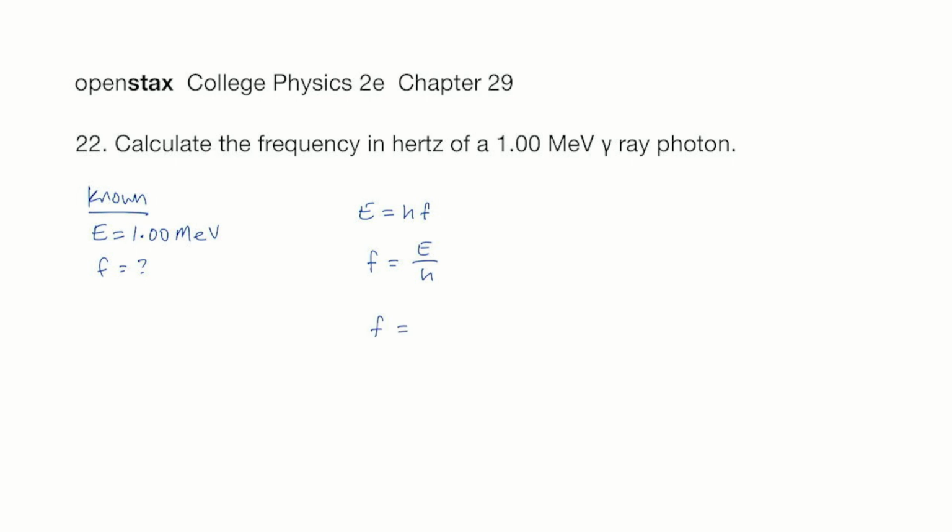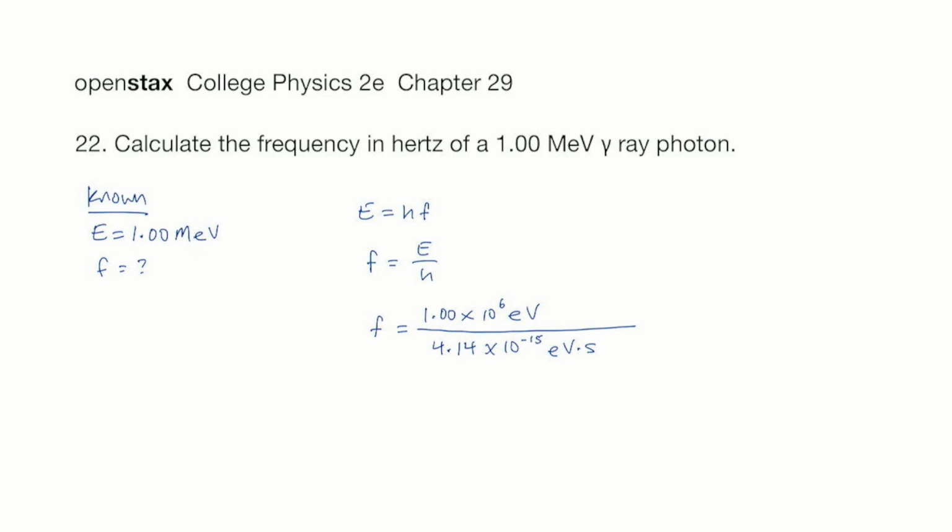So the energy is 1.00. I'm going to trade the mega for a times 10 to the 6, and then we will have electron volts. Planck's constant can come in either joules times seconds or electron volts times seconds, so we'll use that version of it. It is 4.14 times 10 to the minus 15 electron volts times seconds.